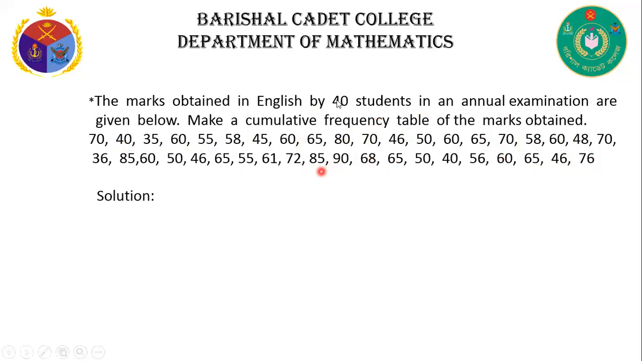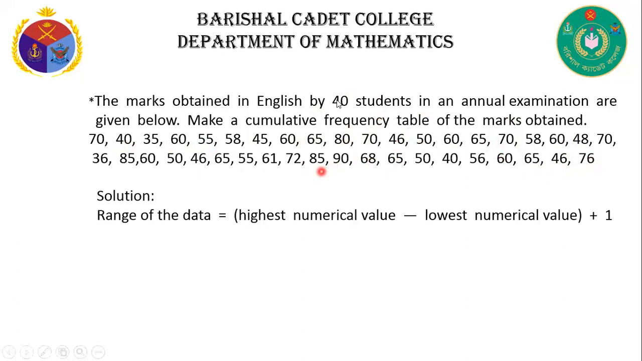Now the solution. Here, the range of the data. We know the range of the data is equal to the highest numerical value minus the lowest numerical value plus 1. Here the highest numerical value is 90 and the lowest numerical value is 35. That's why we can write 90 minus 35 plus 1. That means 55 plus 1 is equal to 56.